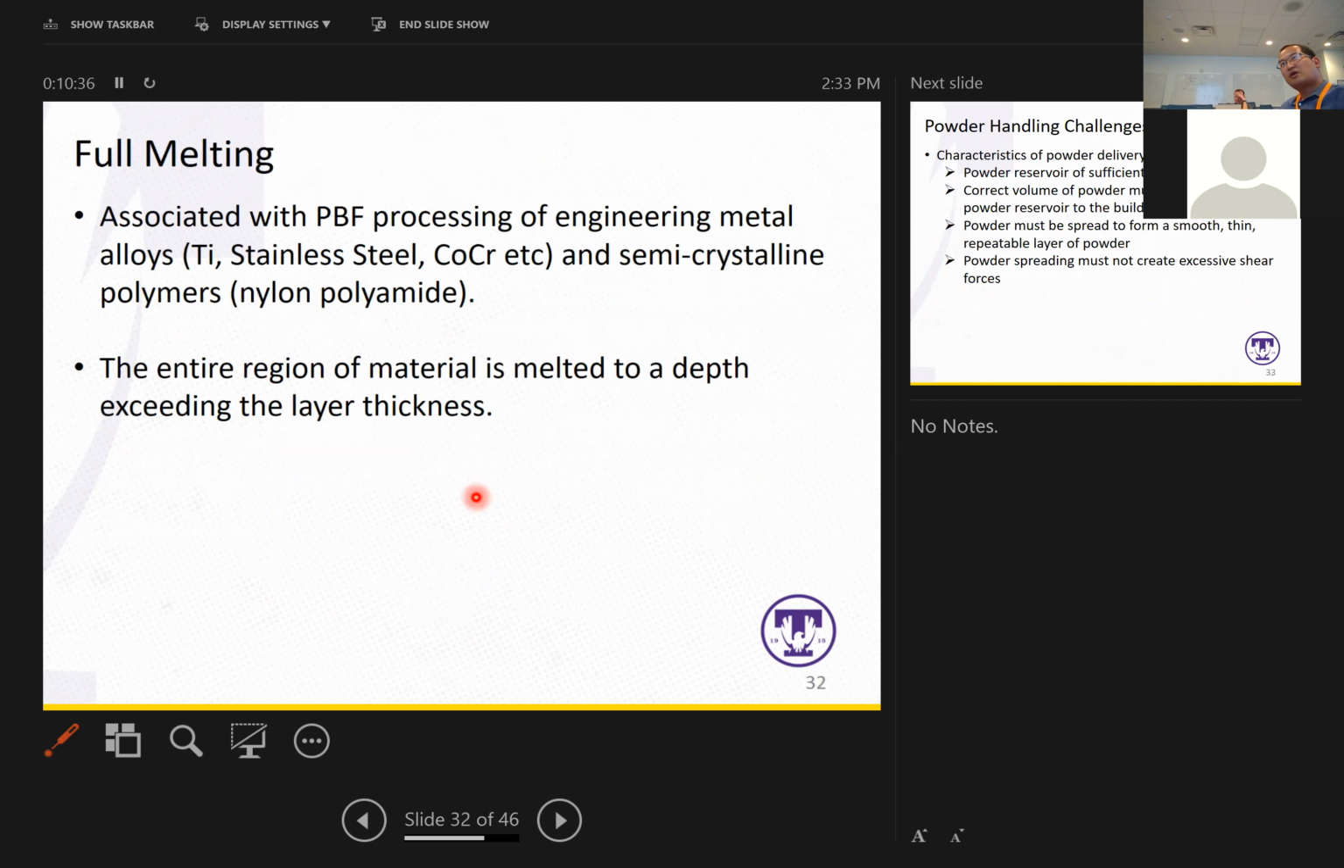So the last one is the full melting. It is associated with the powder bed fusion process of engineering metal alloys, and you can see all these alloys could be utilized as a printing material, and also some semi-crystalline polymers like nylon, polyamide. So the entire region of the material is melted to a depth exceeding the layer thickness. So the point here is the material particle will be fully melted in this case.